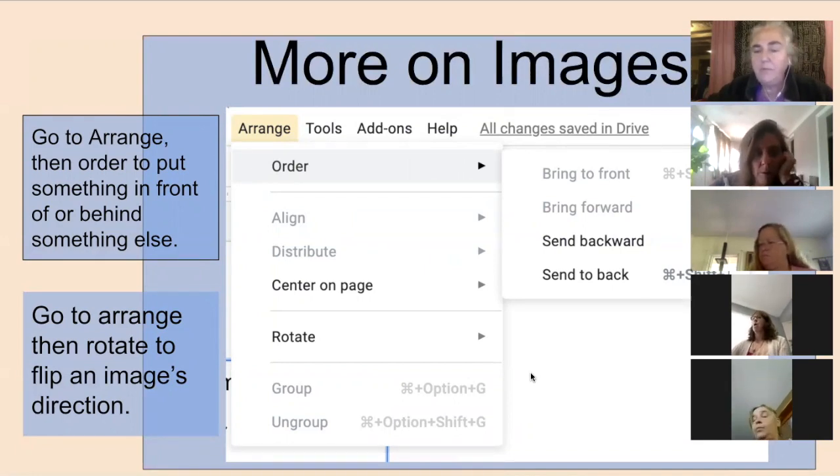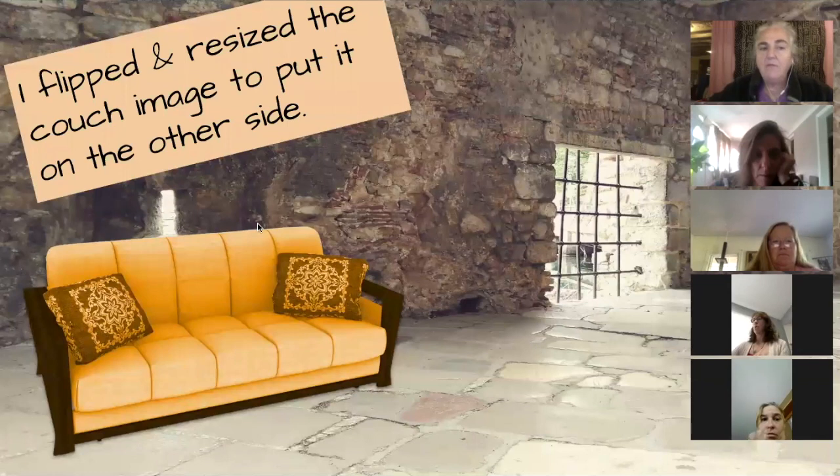It shows me the box, but it doesn't let me click on anything. If I click on arrange. Do you have an object that's highlighted blue yet? Yep. Your image that you downloaded? Okay, wait a minute. Make sure it's highlighted with a blue box around it first. Okay. Then go to arrange and you should have options showing up. Okay. Good. So I flipped and I resized the couch to put it on the other side of my classroom.